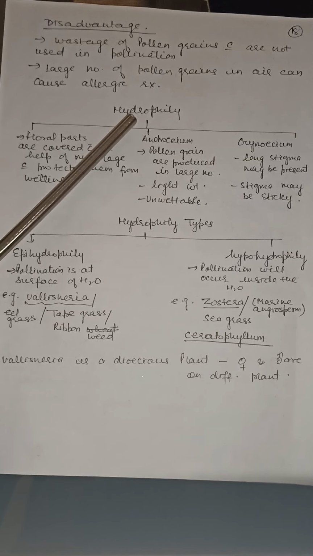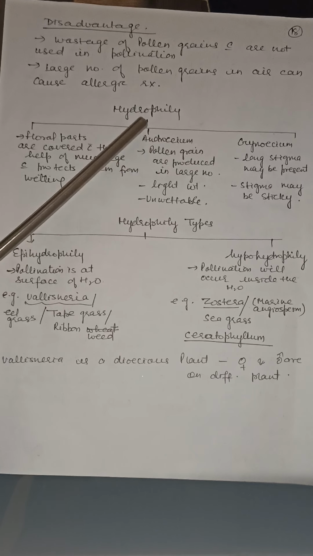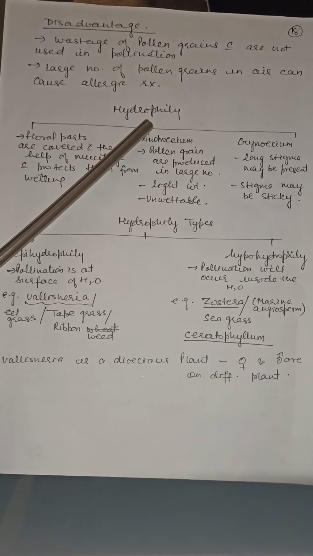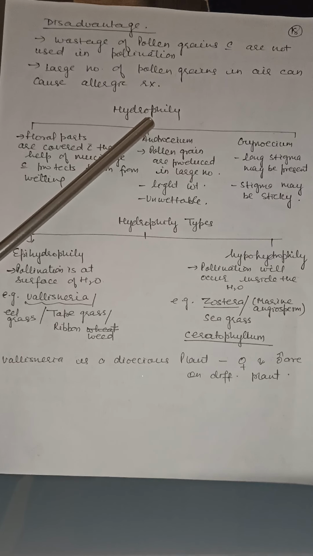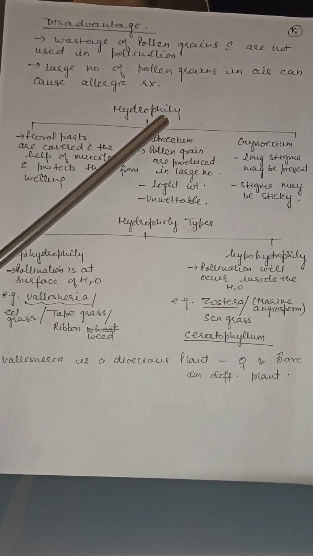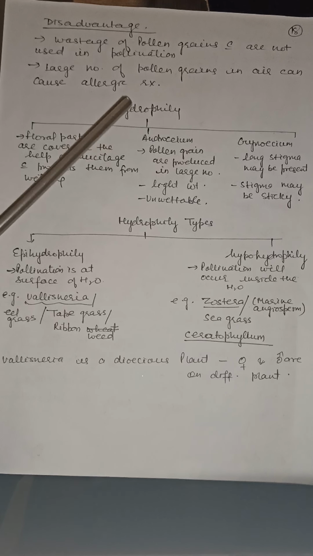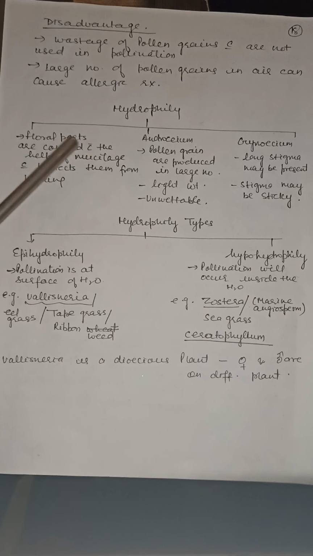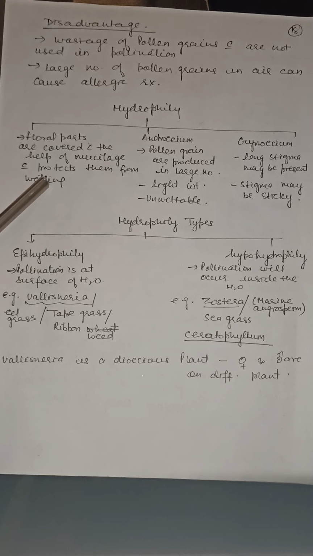Next, we will discuss hydrophily. Hydrophily means pollination by water. As we have already studied, hydrophily is exhibited only by 30 genera of angiosperms, and mostly these genera belong to monocot families. In case of hydrophilous flowers, the floral parts are covered with mucilage, which protects the floral parts from wetting and deteriorating.